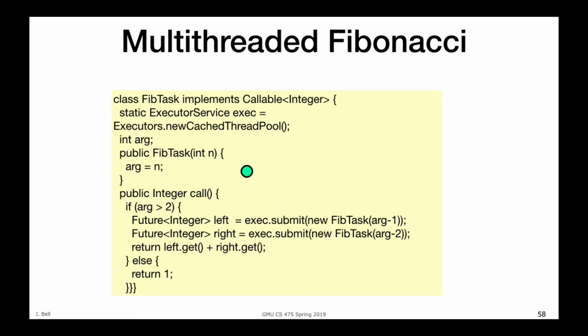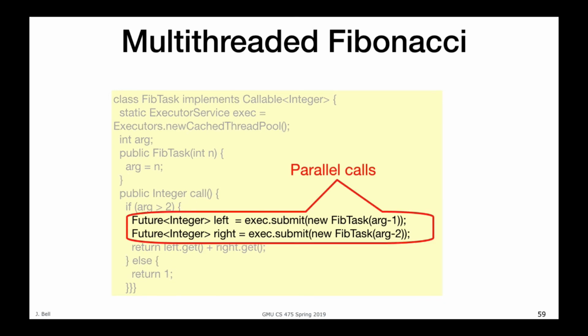Multi-threaded Fibonacci implementation. We have our Fibonacci task, which implements Callable, and each Fibonacci task call method will return an integer. So what our call method does is dependent on what number n we made for our Fibonacci task. In the base case, we'll return 1 for n equals 0, 1, or 2. For n greater than 2, we define Fibonacci recursively and asynchronously using multiple threads.